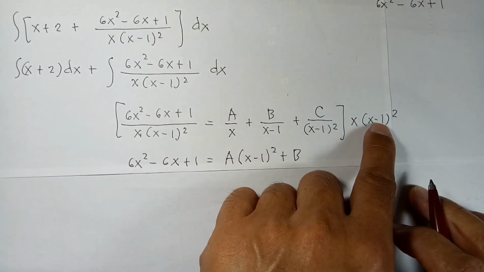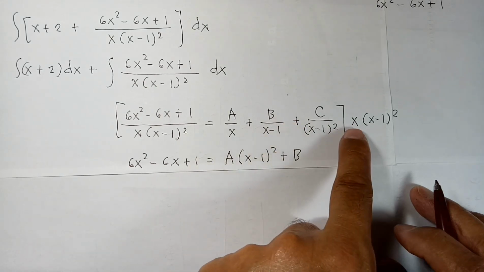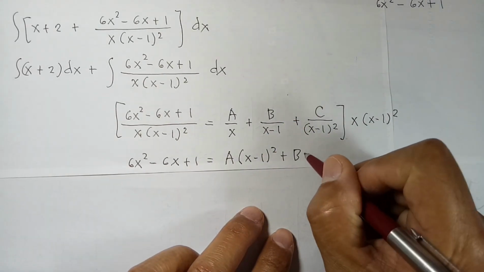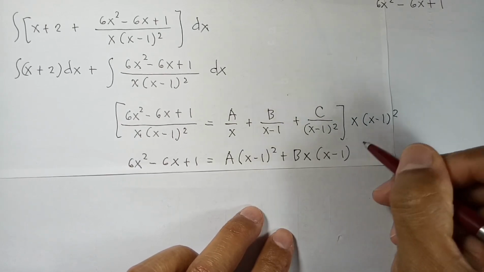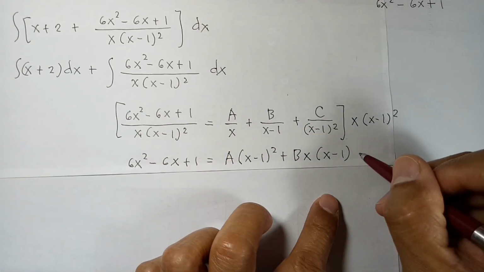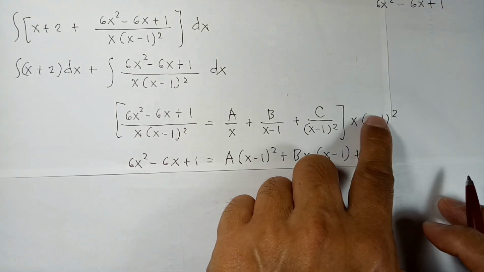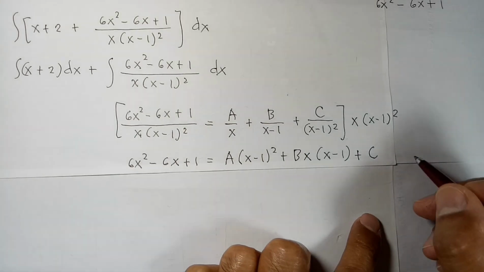So ito, pag minultiply natin dito, cancel ang isang x minus 1. So matitira tayo ng x and x minus 1. So x times x minus 1. And then plus c. So ito, pag minultiply natin siya rito, cancel ang x minus 1 squared. So matitira na lang ng x.